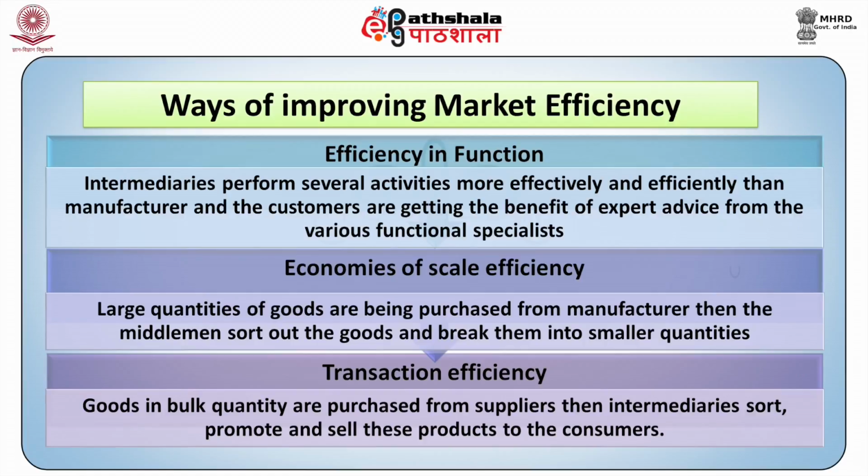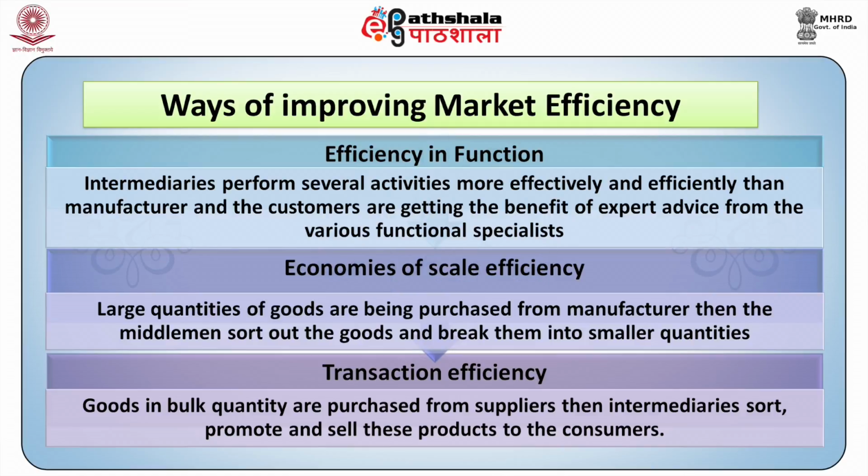Food items pass through lengthy and complex distribution systems. Each intermediary in the process performs a useful function, increasing the efficiency in the process of exchange. Marketing channels that incorporate specialized middlemen improve market efficiency in several ways. These ways are efficiency in function. This is also called functional efficiency.